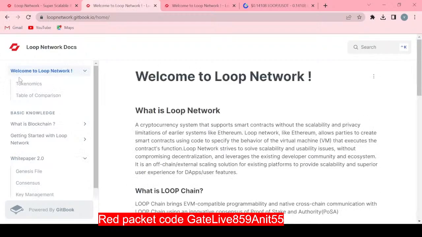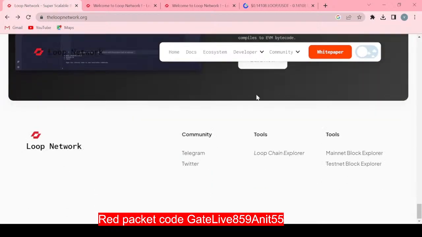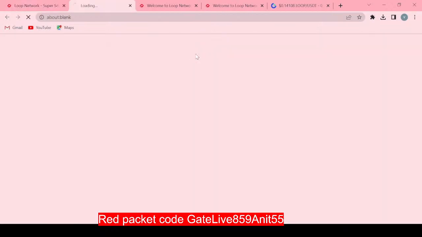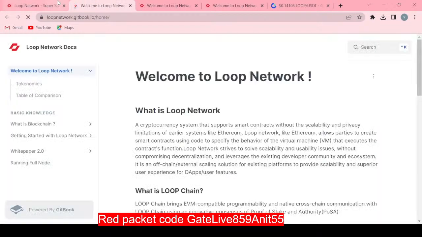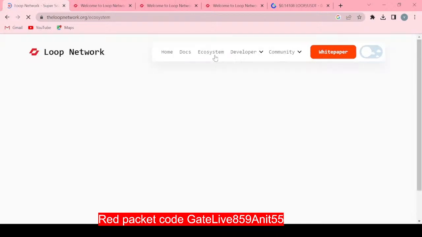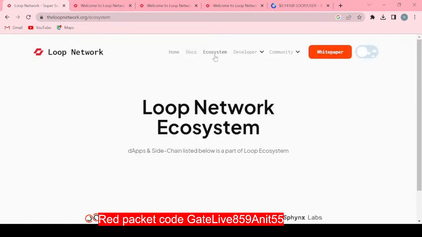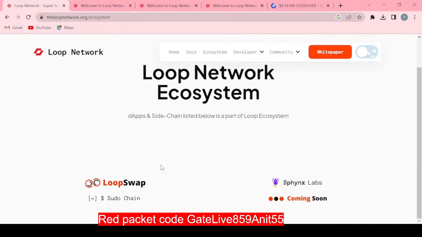Okay, so next, what is included in the documents and ecosystem? Documents are the same thing we already came across in the documents sections. So the loop network ecosystem contains loop swap, and next is Spinix Labs, which is coming soon. This loop network ecosystem has decentralized applications and a side chain listed below as part of the loop ecosystem.